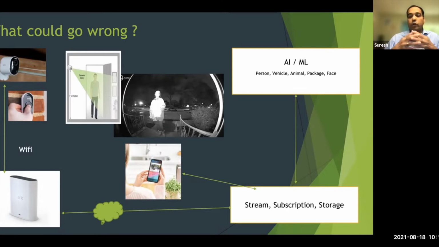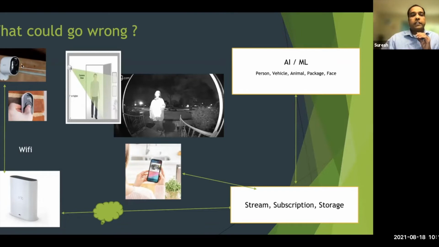Now, we want to show where all the pitfalls happen when the picture is being taken, and then finally a notification comes to the user to say, yes, this is a person, yes, this is a package, right? So there are so many gotchas along this path.